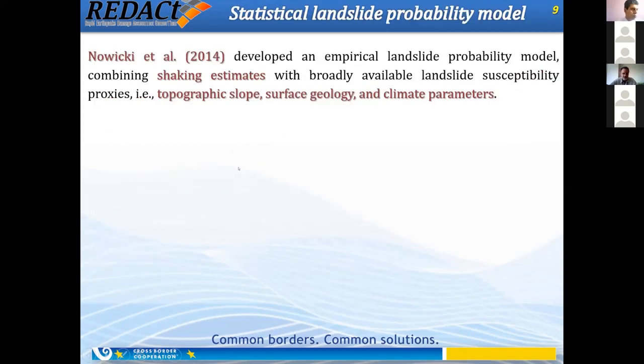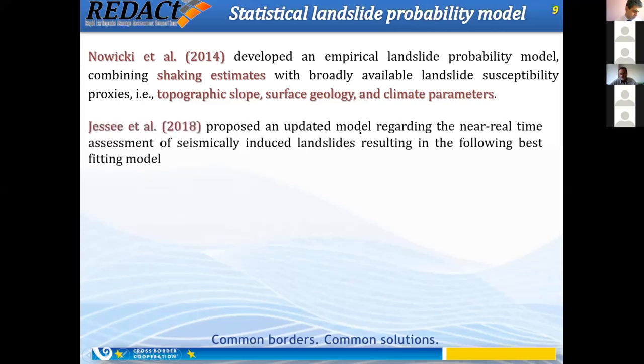We adopted an empirical method from Nowicki et al., proposed in 2014, which combines shaking estimates with landslide susceptibility proxies such as slopes, surface geology, and climate parameters. This method was improved four years later by an updated model regarding the near real-time assessment of seismically induced landslides.